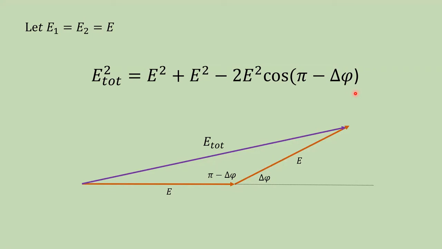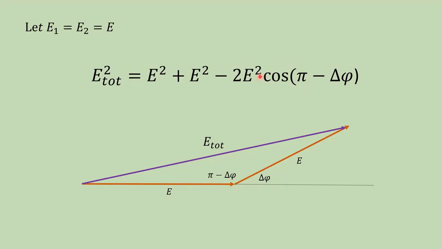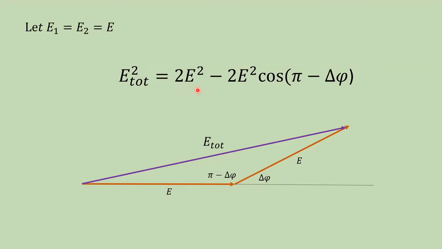So what do we do next? What happens to the cosine function when you insert this pi minus? What have I just done here? Oh, I made a simplification first. E squared plus E squared, let's just call that 2 times E squared. And now we can do something with this cosine function.